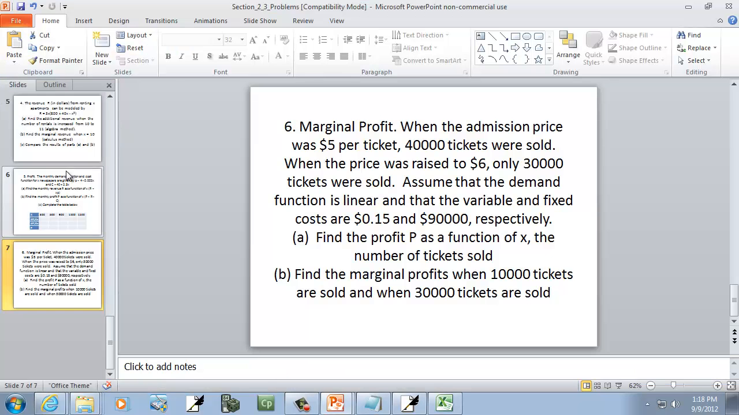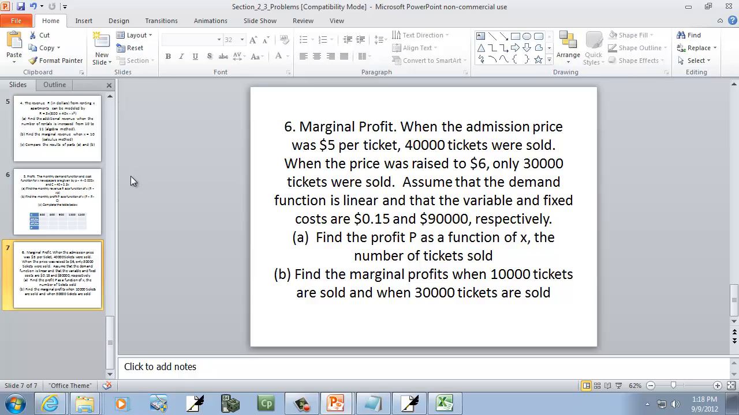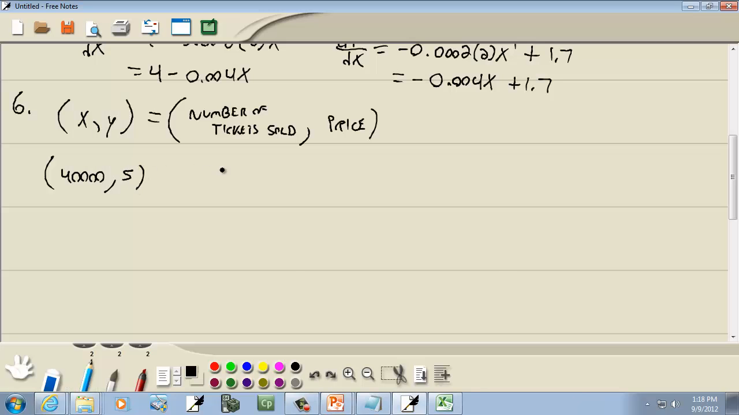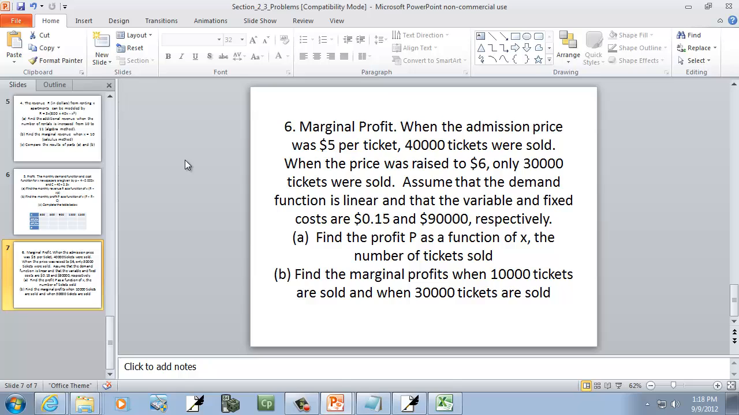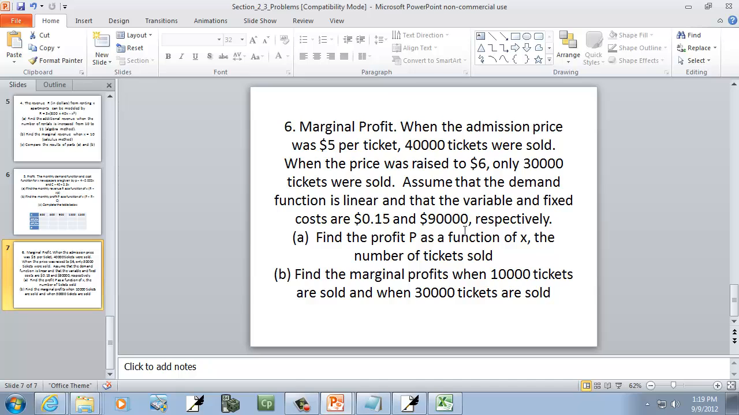Number of tickets sold, 40,000. And price was $5. So that's one point. Then they give us another point. When the price was raised to $6, only 30,000 were sold. 30,000 and then 6.